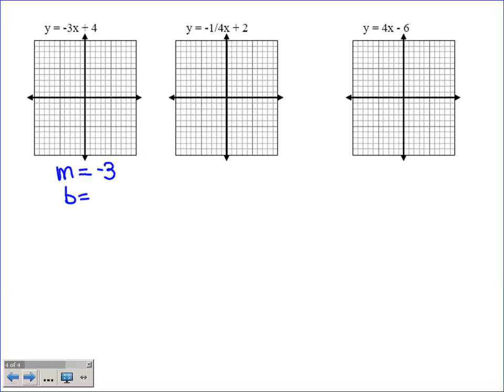Negative 3 is the slope. Good. Not negative 3x, just negative 3. 4 is the y-intercept. Okay, so where do I start? Yep, since it's positive, I'm going to go up 4, which looks like that. Then what?